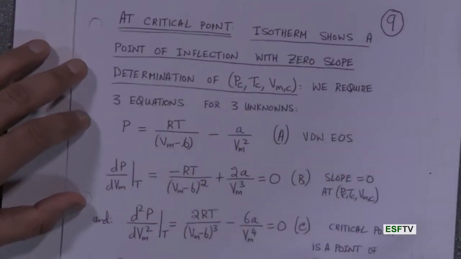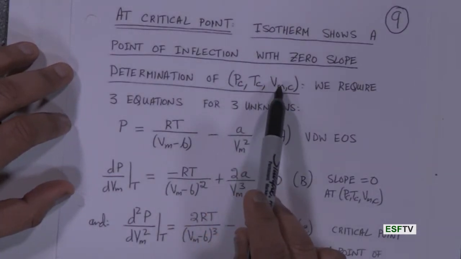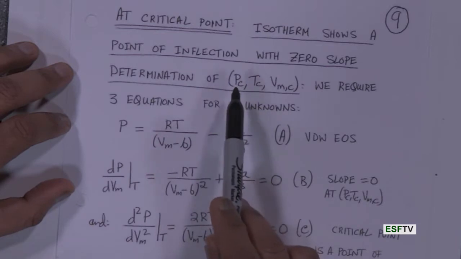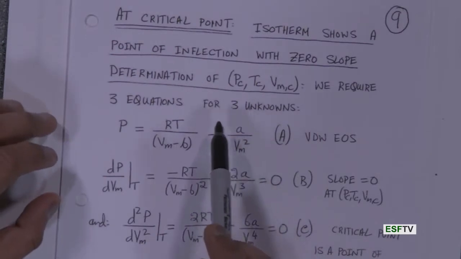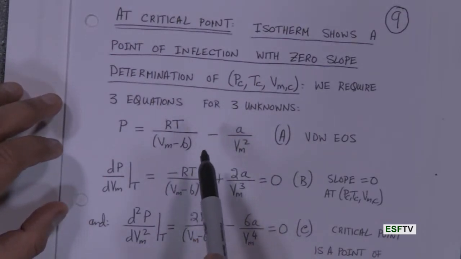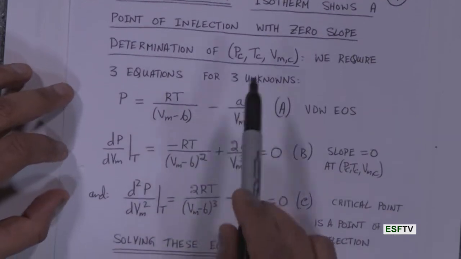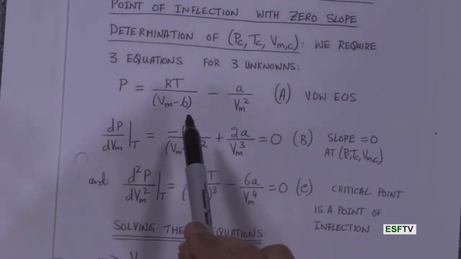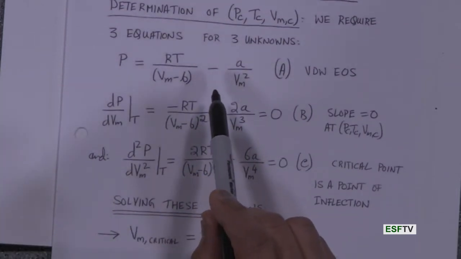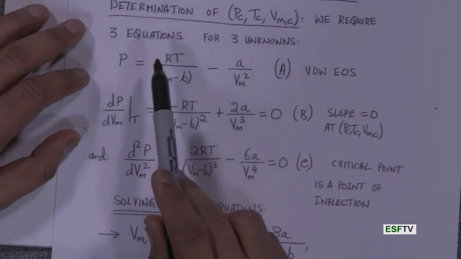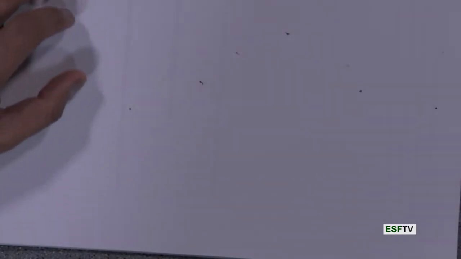Okay, we have P critical, T critical, V molar critical, 3 unknowns, one for the pressure, one for the temperature, one for the V molar. There are 3 unknown quantities. If we want to determine 3 unknown quantities in terms of little a and little b and the gas constant R, we are going to need 3 equations. In general, if you have 2 unknowns, you need 2 equations. If there are 10 unknowns, 10 equations are needed. So for 3 unknowns, we require 3 equations. So what are our 3 equations for 3 unknowns?